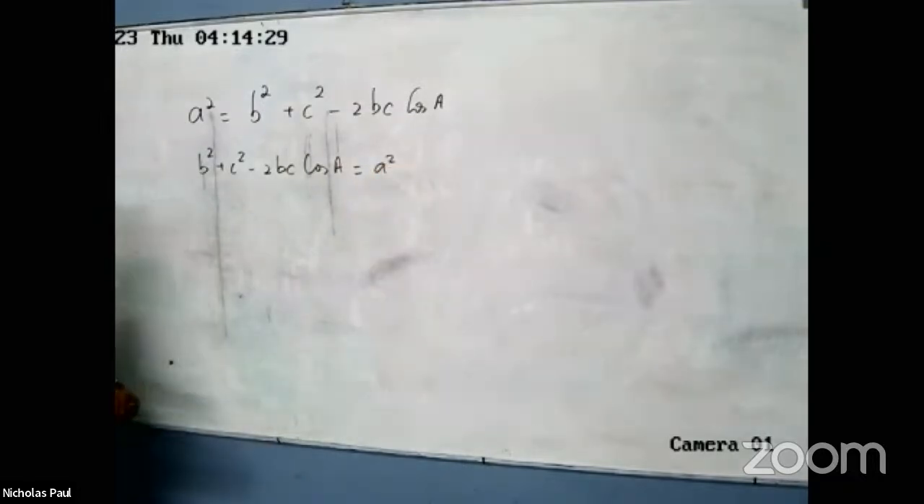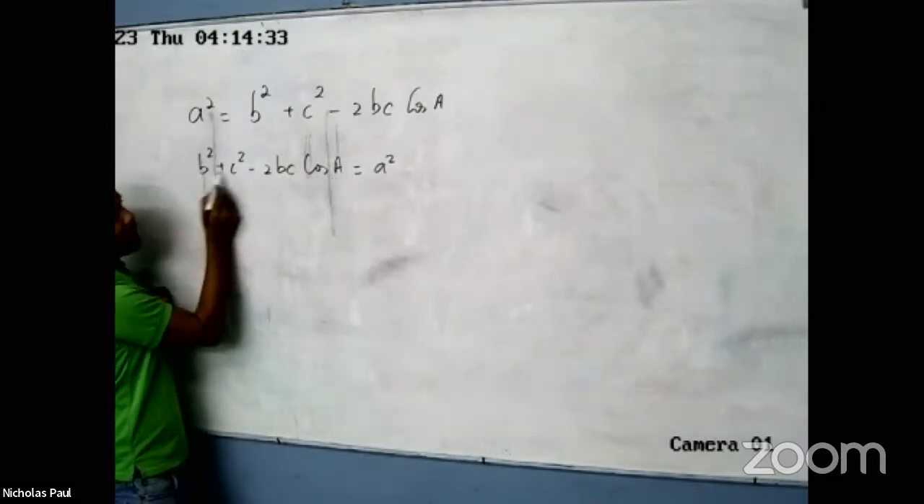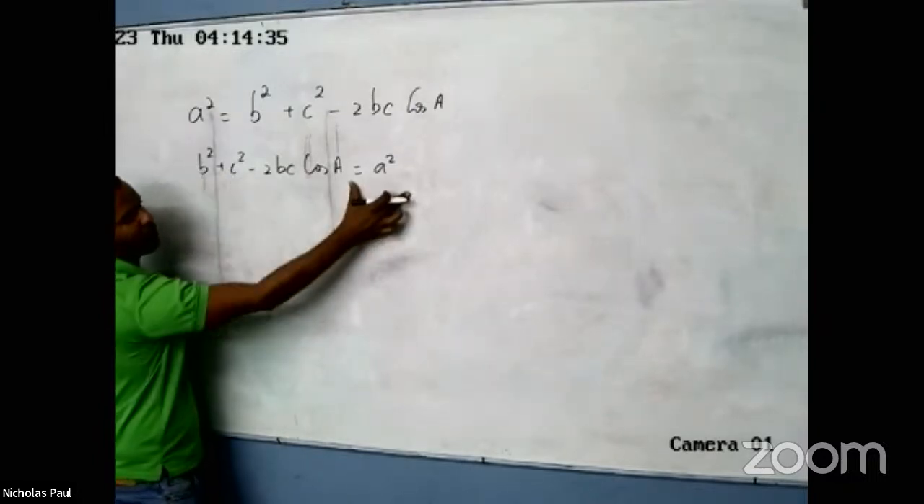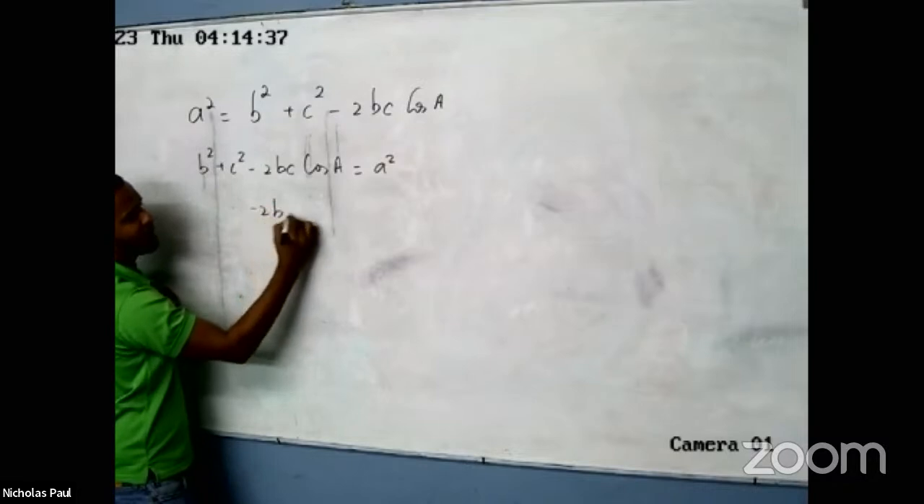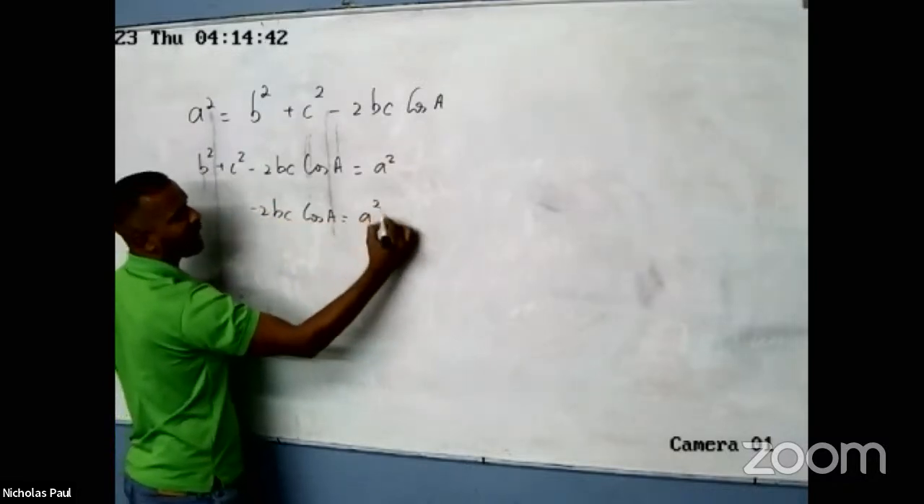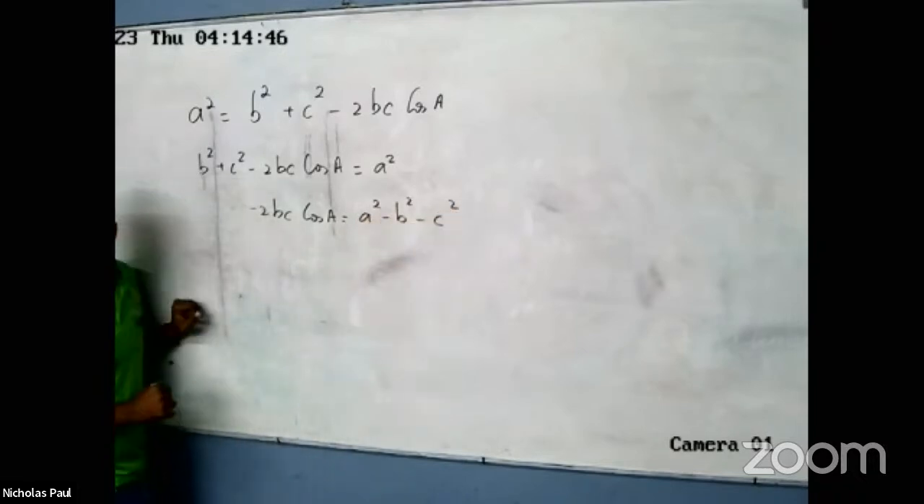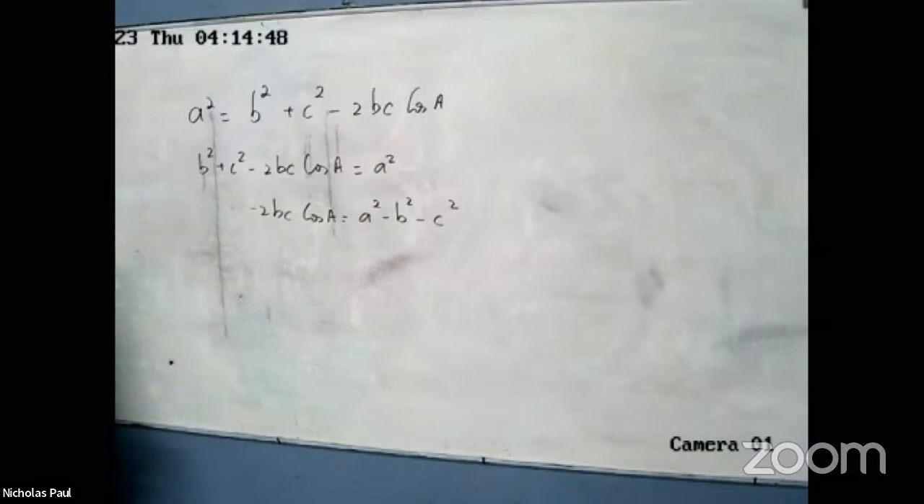So we want to make A the subject of the formula, so we don't want b squared or c squared here. Move them across. So we'll get 2bc cosine A is equal to a squared minus b squared minus c squared. Everybody okay with that?